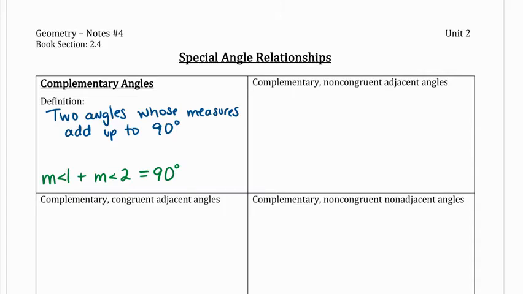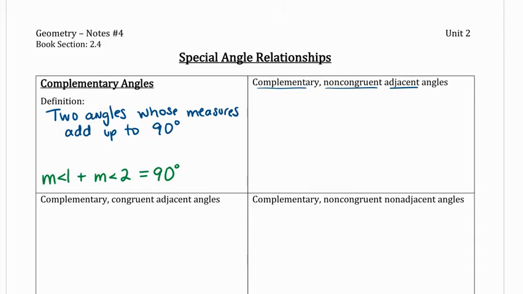So in our other squares here, we've got what they might look like. So complementary, non-congruent, adjacent angles, right? So complementary means they add up to 90 degrees. Non-congruent means they aren't going to be exactly the same. And adjacent means they're next to each other and they share a side.